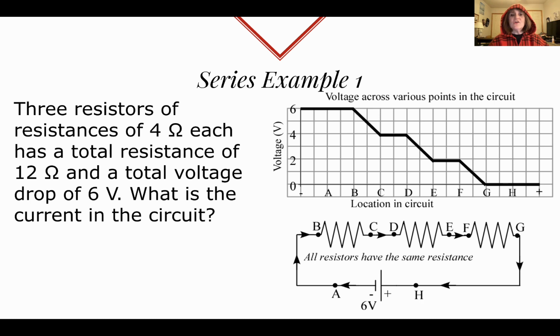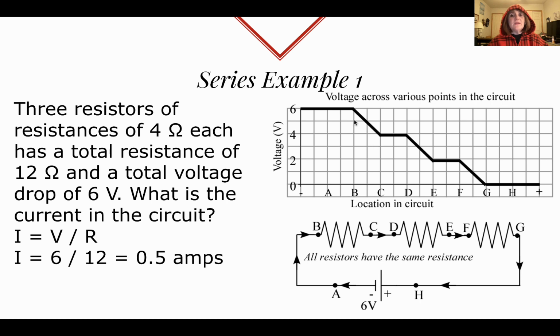So what is the current? Well, if we look at the series circuit as a whole, the current is equal to the total voltage divided by the total resistance. 6 divided by 12 should give us a current of 0.5 amps.